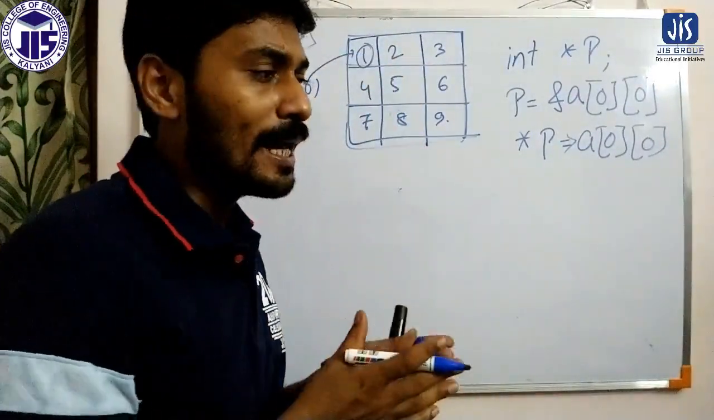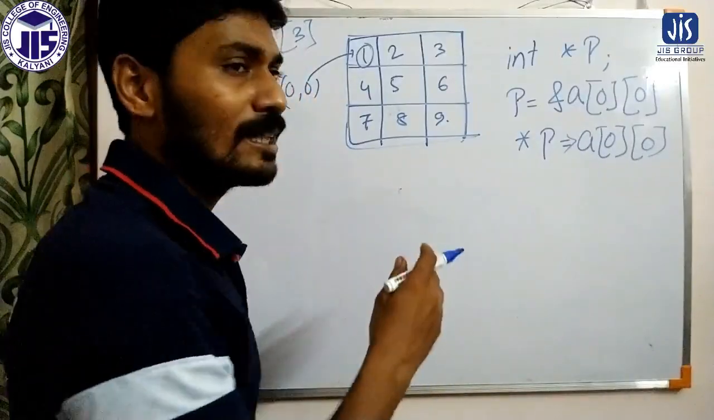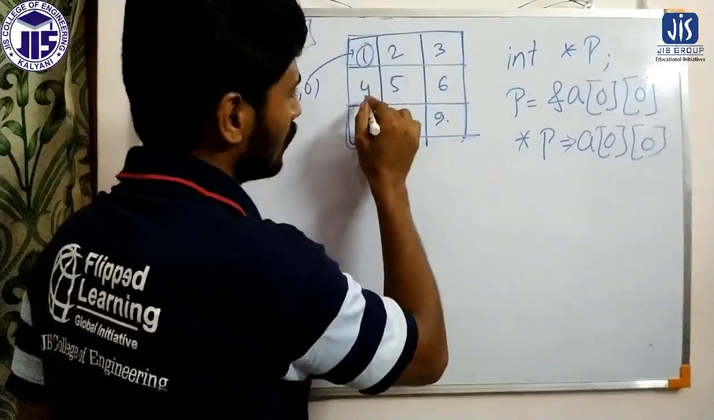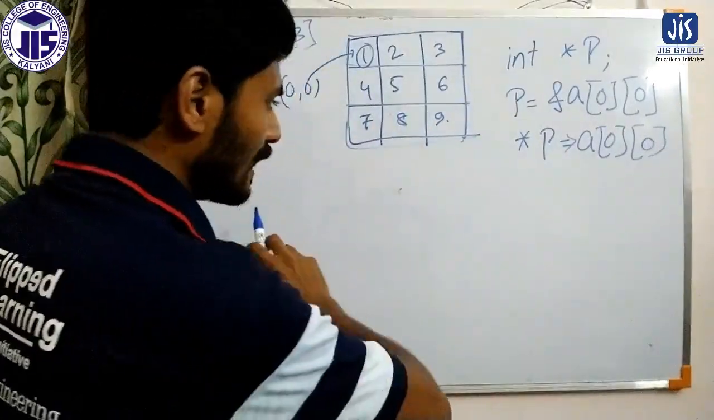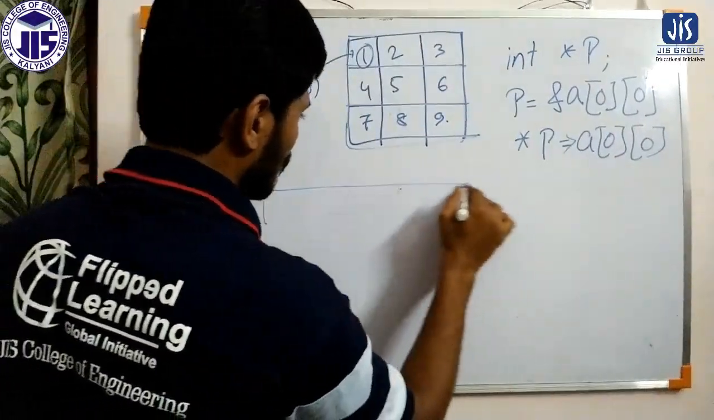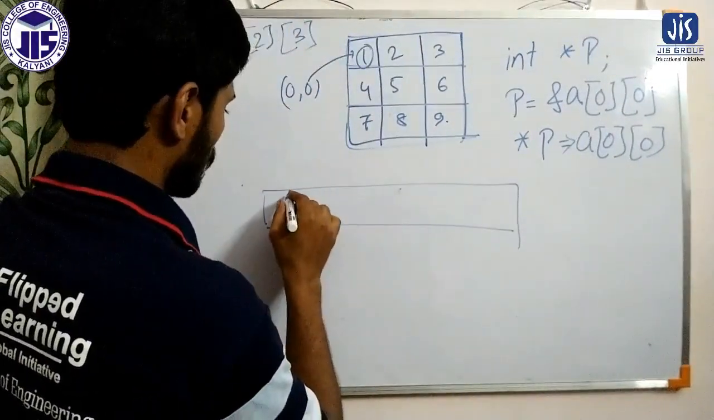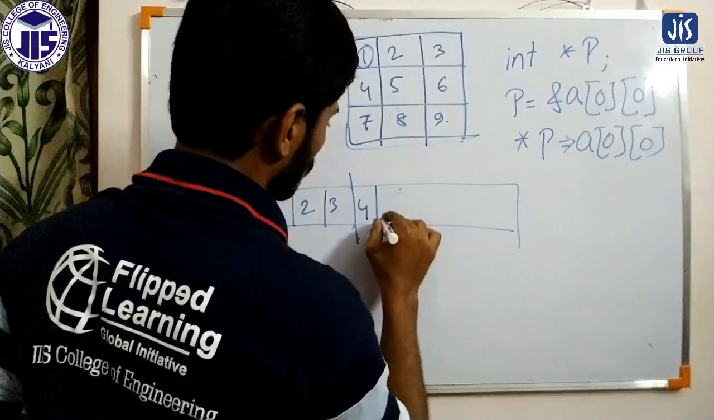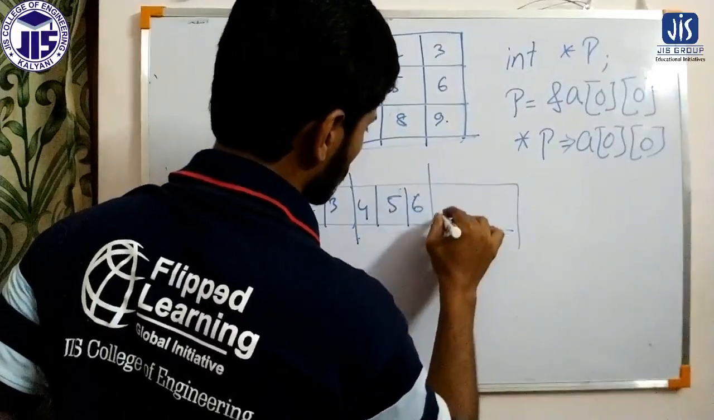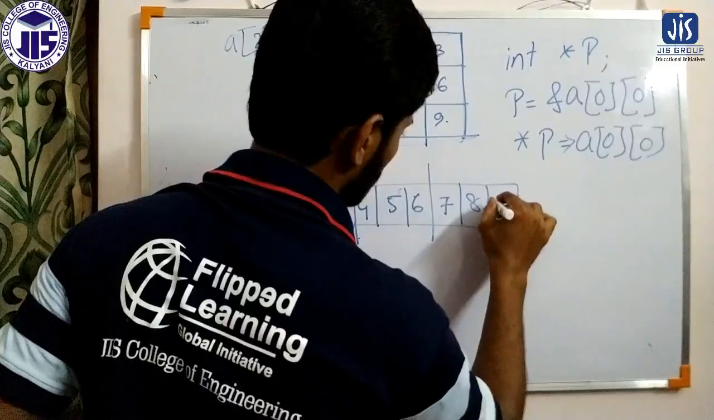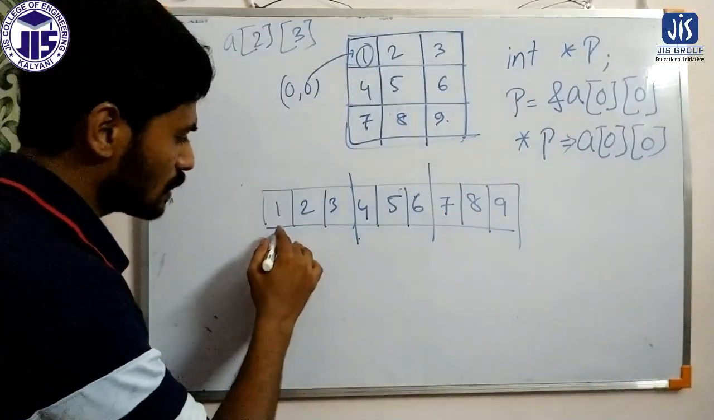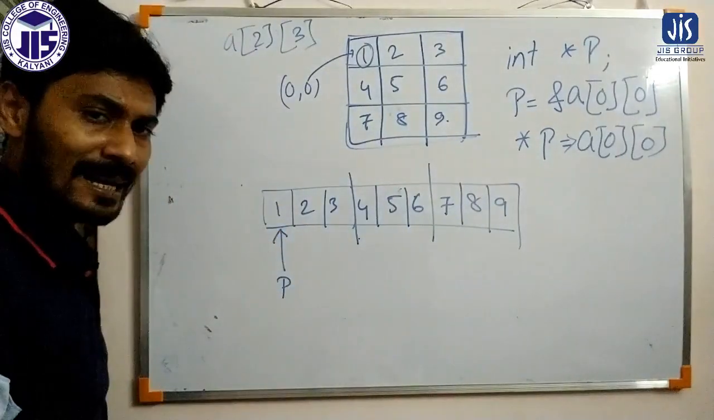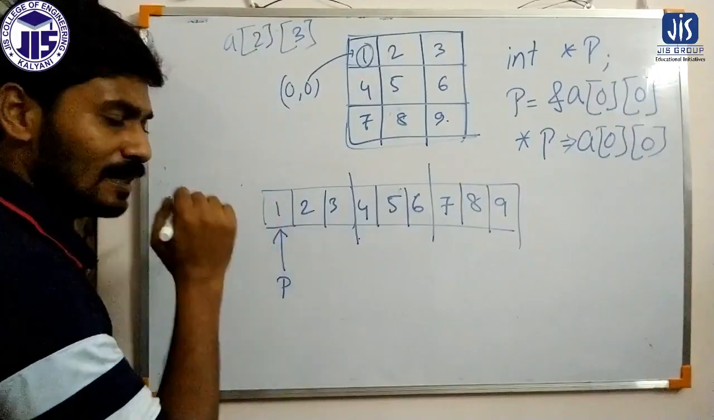Now, as we know how memory is allocated in a two-dimensional array, we allocate the memory row-wise. First we allocate the memory for these three elements, then these three elements. So if I write it sequentially, it will be like this: 1, 2, 3, 4, 5, 6. So p is indicating this address now, and pointer p is indicating this element now.